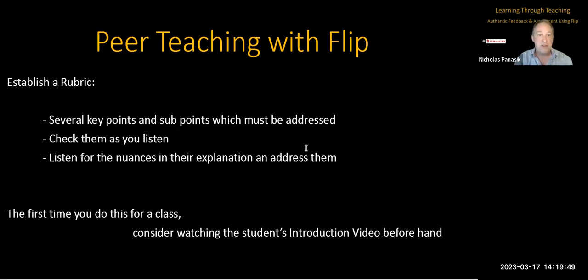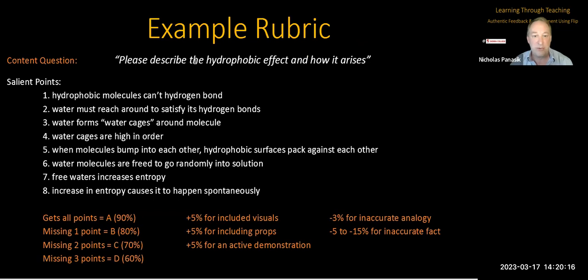I recommend when you do something like this, you can establish a rubric for your questions, at least when you start. Figure out what are the things that you want them to make sure that they touch upon when they talk about the topic that you're having them teach. And you can check them off as you listen. I'm so used to doing these questions that I don't really have to work with one of these rubrics, but here's an example. This is a question on describing the hydrophobic effect for one of my biochemistry classes.